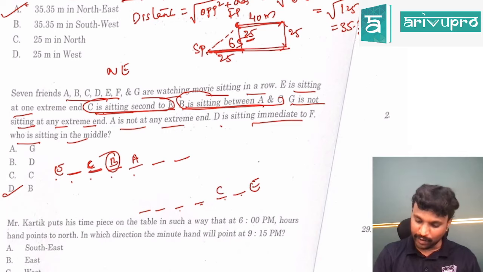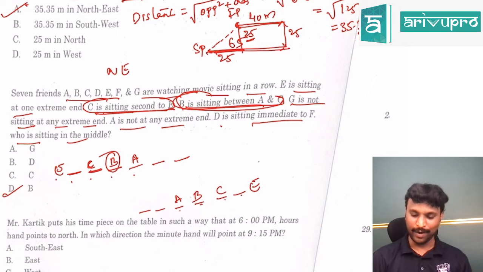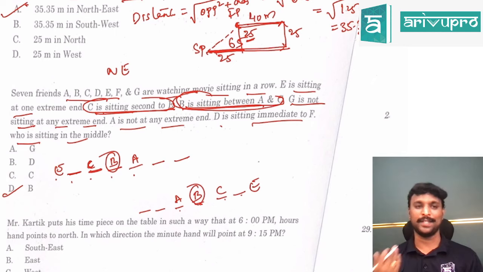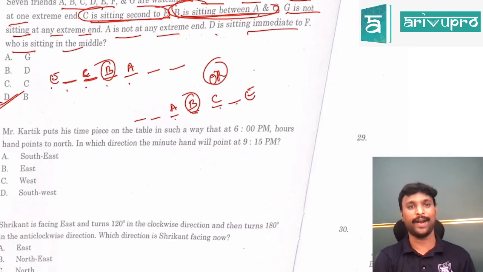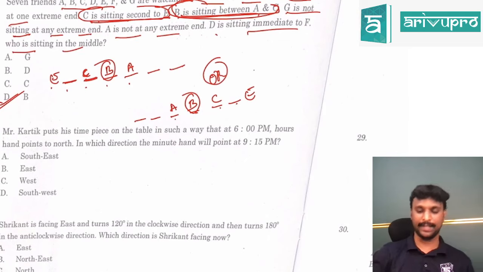I cannot locate C to the right of E, so definitely C is to the left of E only. With respect to C, what is the statement? B is sitting between A and C. So definitely A must be here and B must be here. Here also the fourth position, the middle position, is B only. So option D is the answer. You can solve the question in two ways, and both ways will give you the same answer.